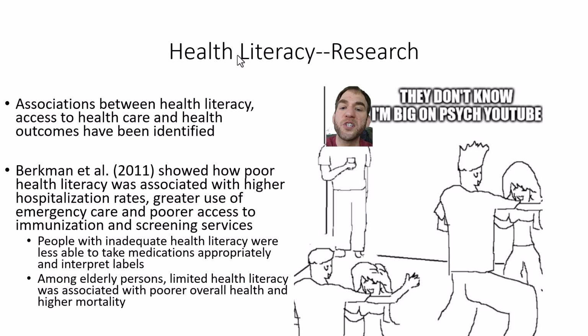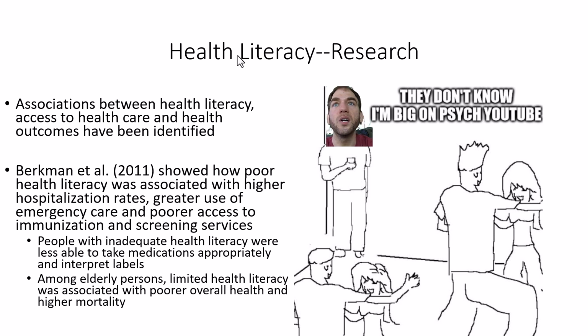Let's review some research on health literacy. Associations between health literacy, access to healthcare, and health outcomes have been identified. Berkman in 2011 showed how poor health literacy was associated with higher hospitalization rates, greater use of emergency care, and poor access to immunization and screening services. People with inadequate health literacy were less able to take medications appropriately and interpret labels. Among elderly persons, limited health literacy was associated with poor overall health and high mortality.